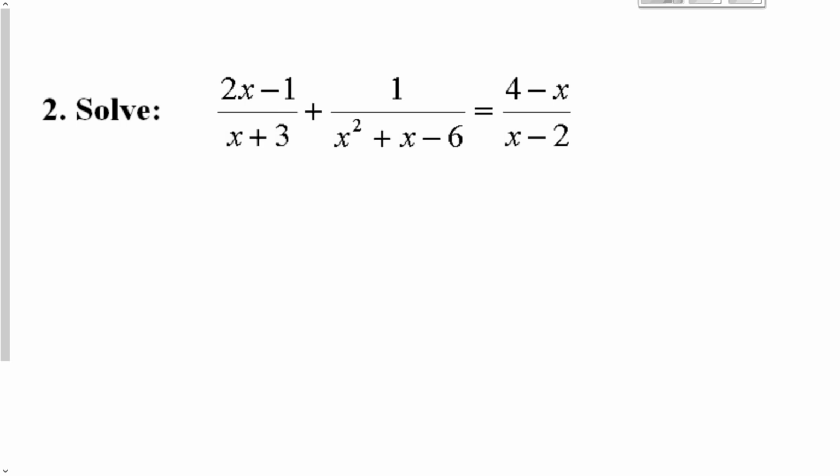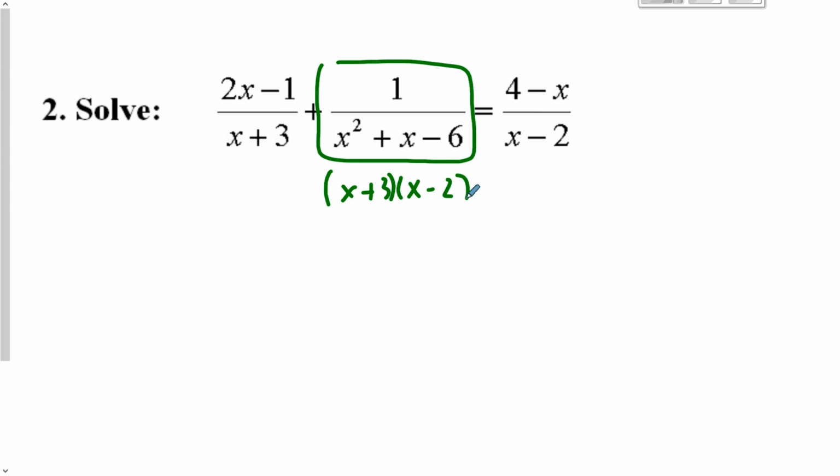And so we do not have a common denominator, but one thing I noticed about this middle fraction here is the denominator is factorable. So this would actually factor into x plus 3, x minus 2. And that works out kind of nicely because the first fraction has an x plus 3, the last fraction has an x minus 2, the middle fraction has both x plus 3 and x minus 2, so getting a common denominator is not going to be too bad.